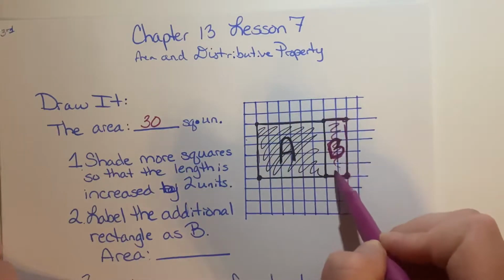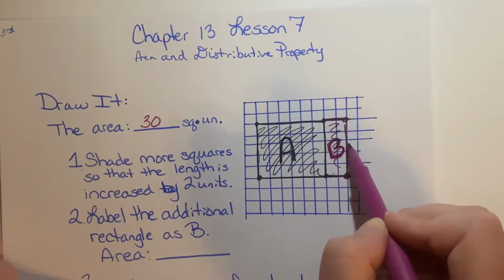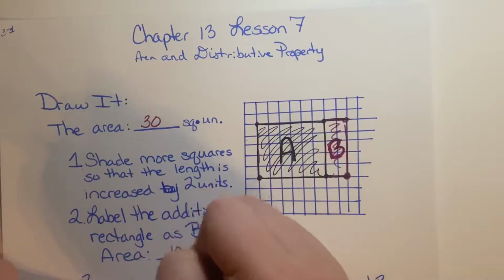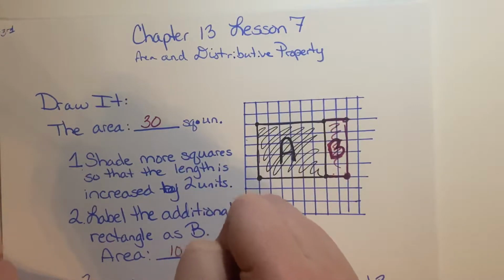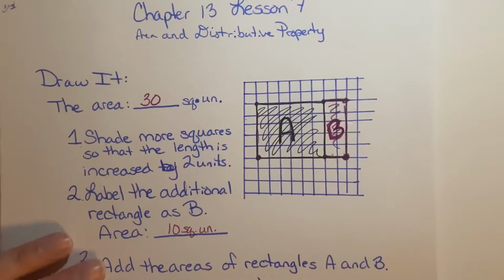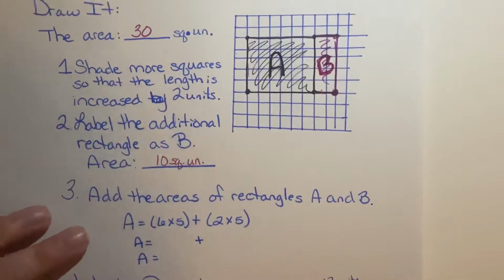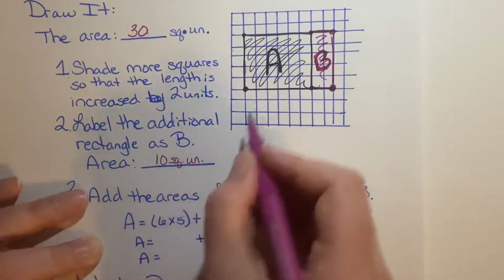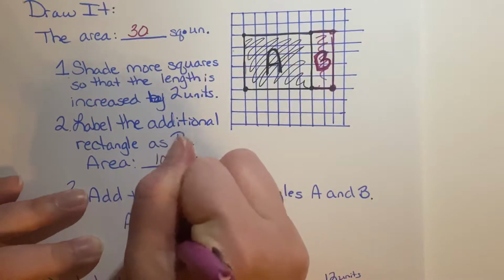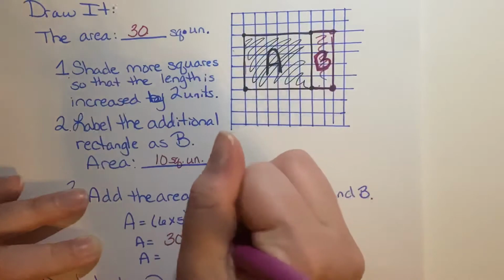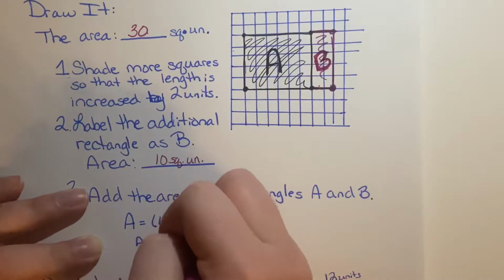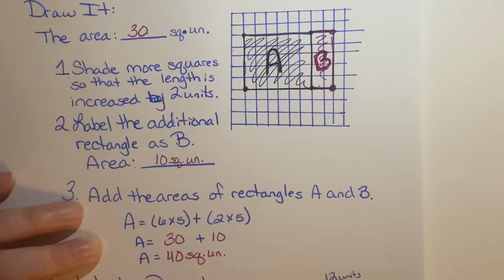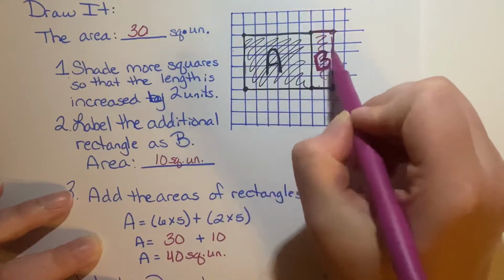What is the area of this one? We had 2, and the width stayed the same, so it would be 2 times 5, which would equal 10 square units. Okay, so now the last thing that it wants us to do is add the areas of the rectangles A and B. So we figured out the first area, which was A, was 30. For B, we figured out was 10. So the area of the new rectangle is actually 40 square units.